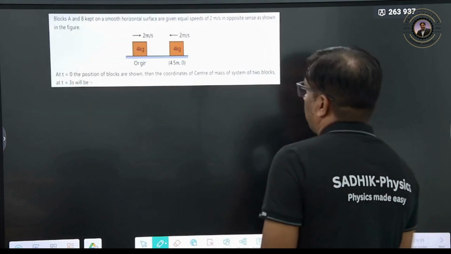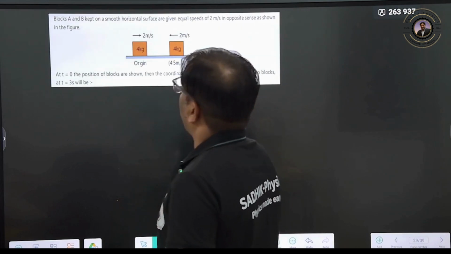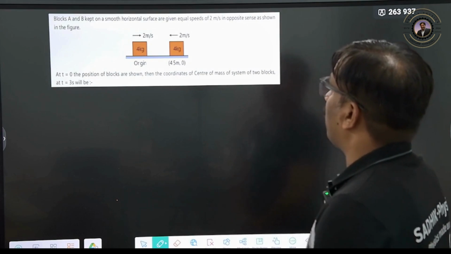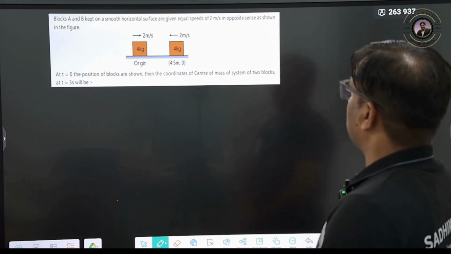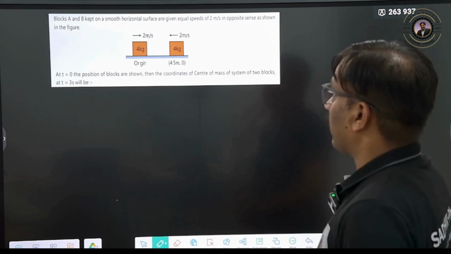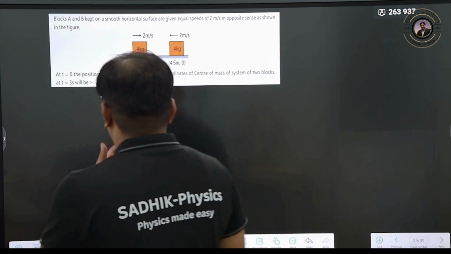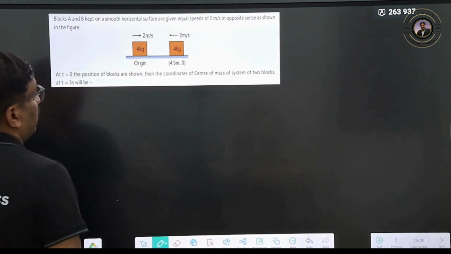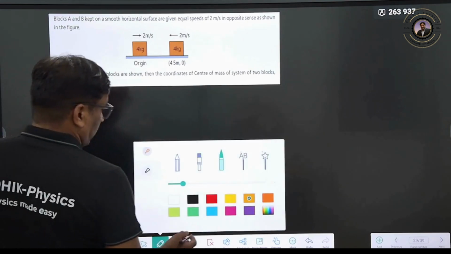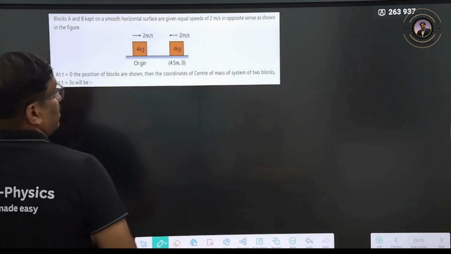Now let us see here. Both blocks A and B move on a smooth horizontal surface at equal speeds of 2 meters per second in opposite directions. At time t equals 0, the positions of the blocks are as shown. We need the coordinates of the center of mass of the two-block system at t equals 3 seconds, after 3 seconds.